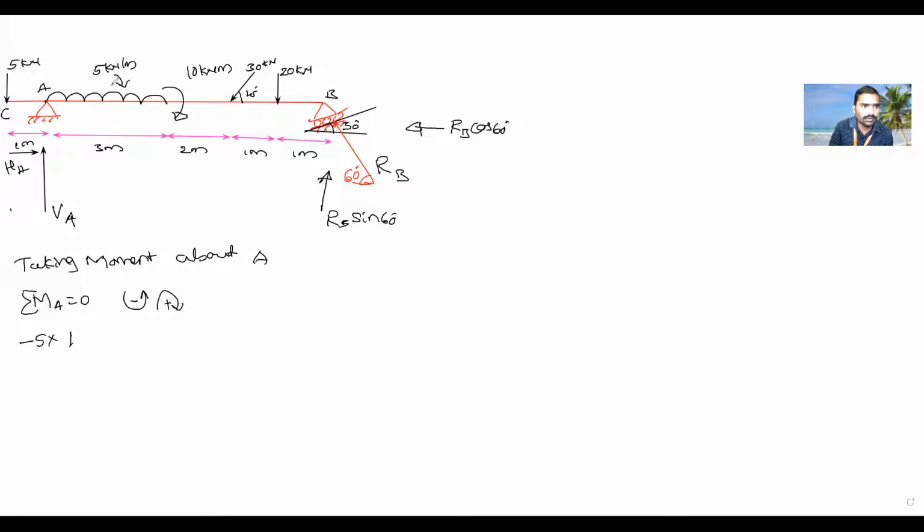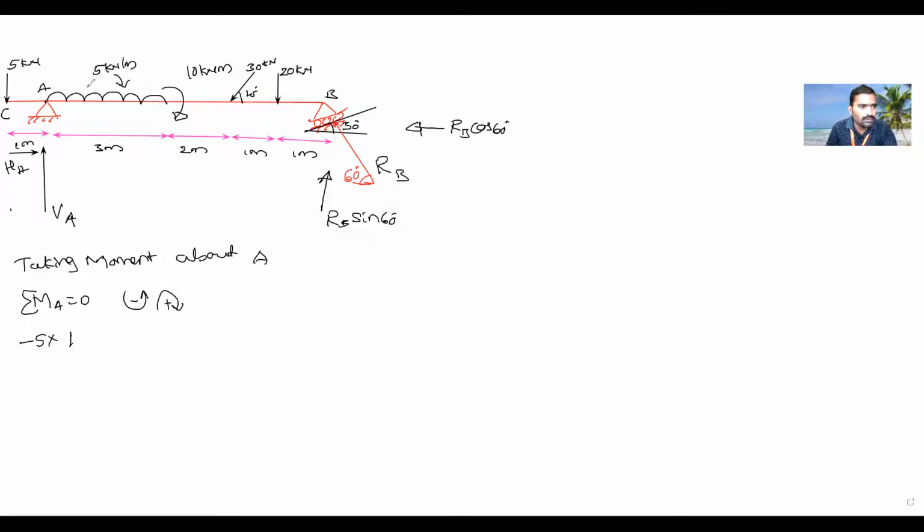Next, coming to the UDL. First you have to convert UDL into the concentrated load. Okay, I will not find the equivalent concentrated load. I will directly write here only, there is no problem. Initially, for understanding, I converted the UDL into a concentrated load. So now I will not convert. I will take the problem as it is. I will solve it.